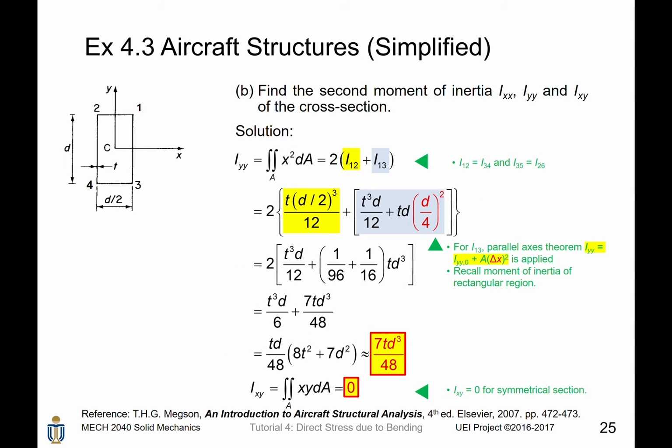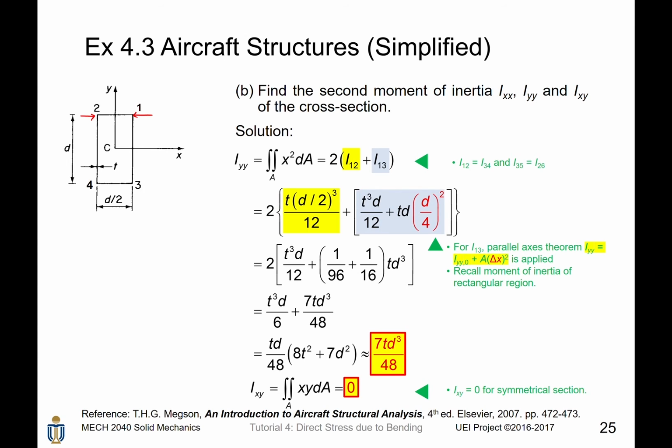For Iyy, it is rather similar, but in this case, we don't need to apply the parallel axis theorem for 1, 2 and 3, 4. Instead, we apply the parallel axis theorem for 1, 3 and 2, 4. For 1, 2, since it's talking about x squared dA, then this length is taken into consideration and cubed. Since it is d over 2, then we have d over 2 cubed here. Then we times t. Besides, for 1, 3, we still compute the moment of inertia of itself. It is given by t cubed d divided by 12.